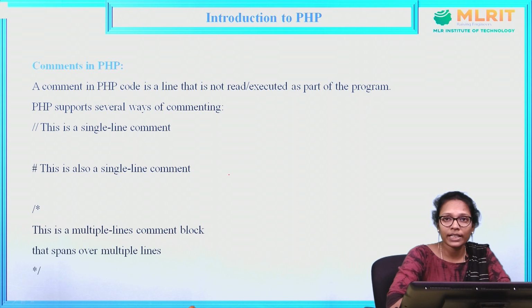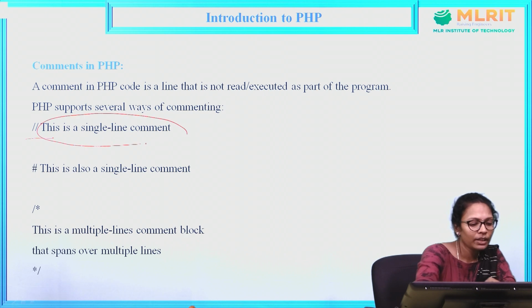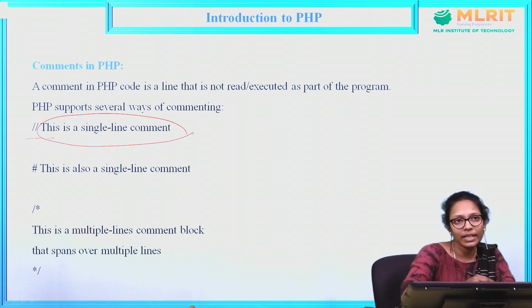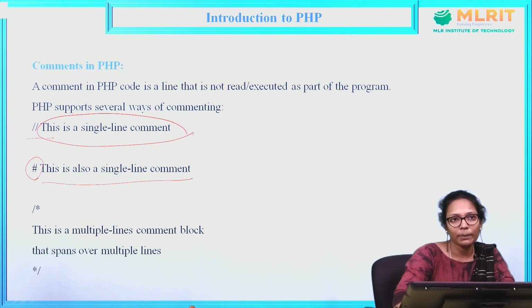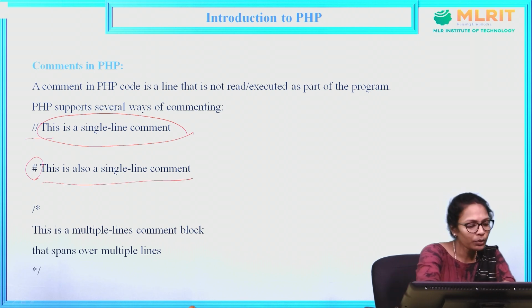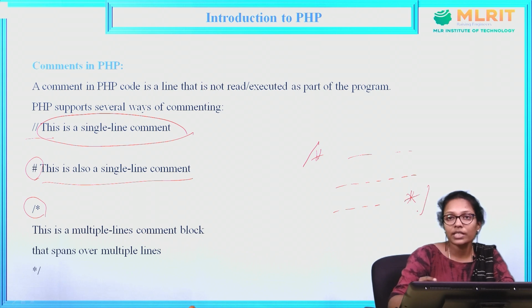Coming to comments in PHP, how to declare comments? We have single line comments and multi-line comments. For a single line comment, we use // followed by the comment. We also have another syntax for a single line comment, that is hash followed by the comment. For a multi-line comment, you use the symbol /* followed by your comment over multiple lines, and you can close the comment using */.